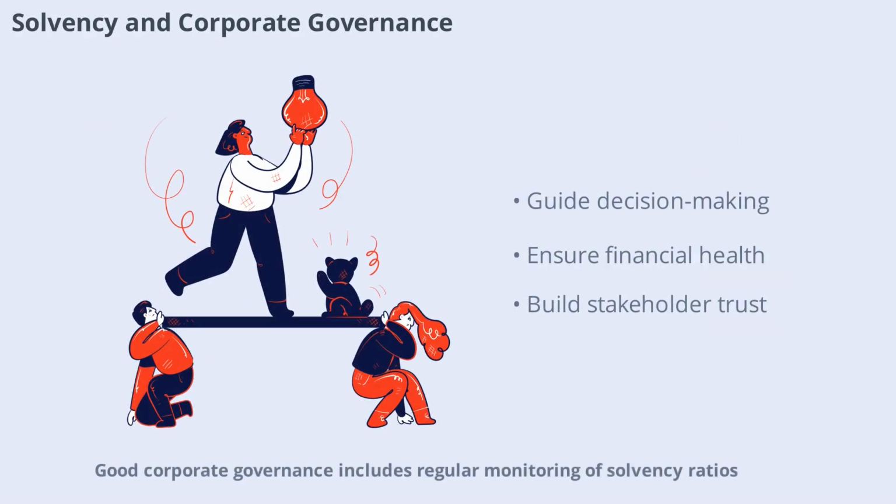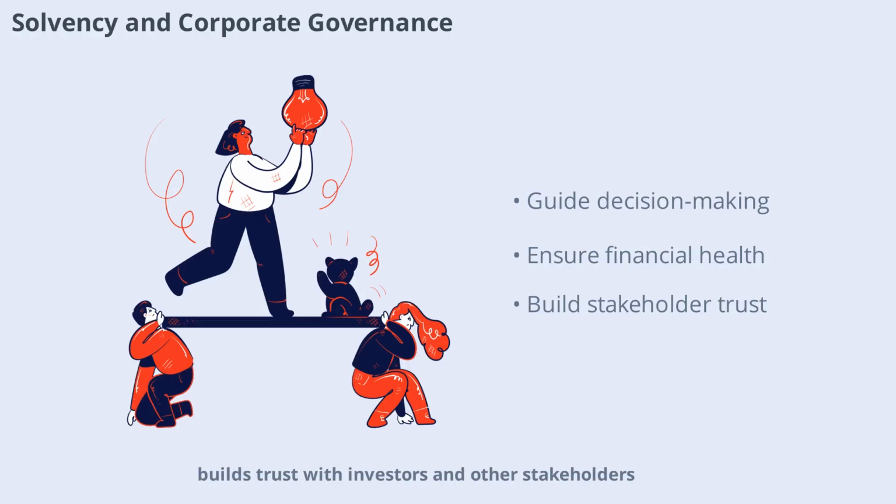Good corporate governance includes regular monitoring of solvency ratios. Boards of directors and management teams use these ratios to guide decision-making and ensure the company remains financially healthy. Transparent reporting of solvency ratios also builds trust with investors and other stakeholders.